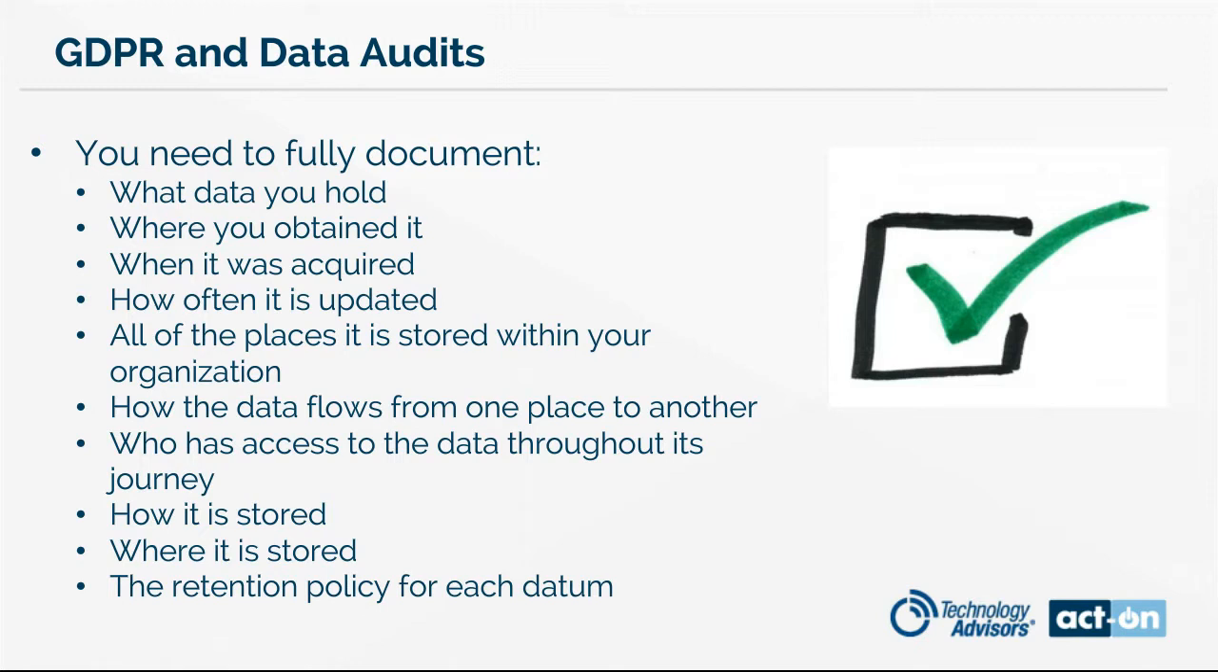And so when you think about GDPR, you have to think about the low-hanging fruit of that type of compliance. And one of the big ones is the data audit, right? So we as marketers need to have fully documented what kind of data we hold, where we got it, when it was acquired, how often it's updated, all the places that it's stored within the organization, how the data flows from one place to another, who has access to the data throughout its journey, how it's stored, where it's stored, and the retention policy that you have. And that's essentially just a data audit, right?